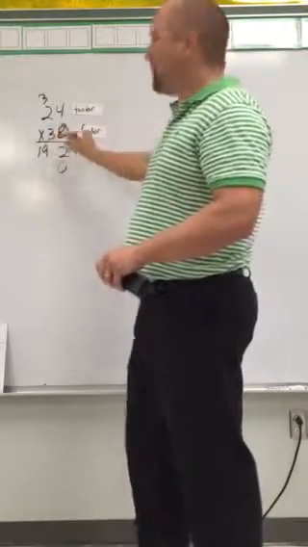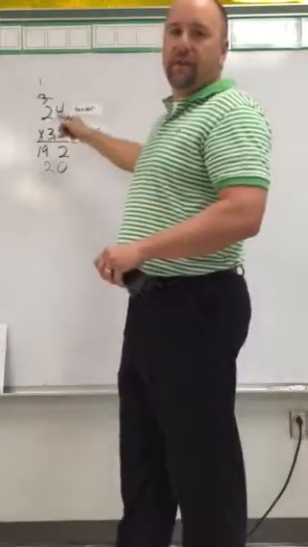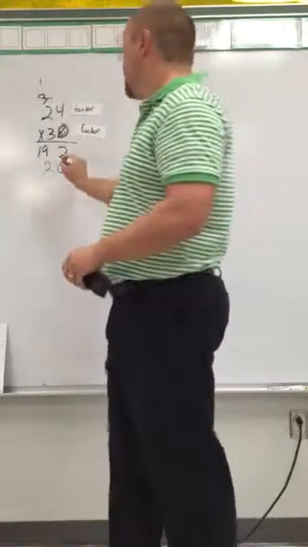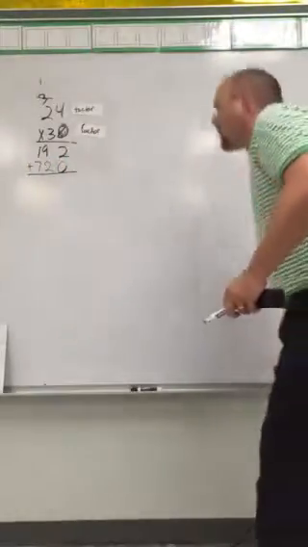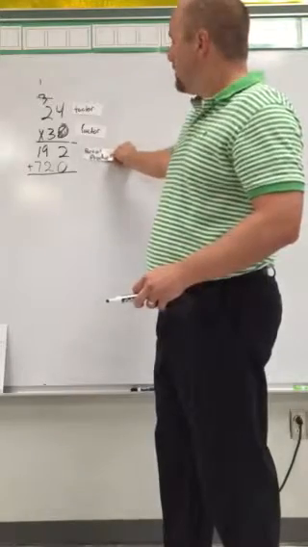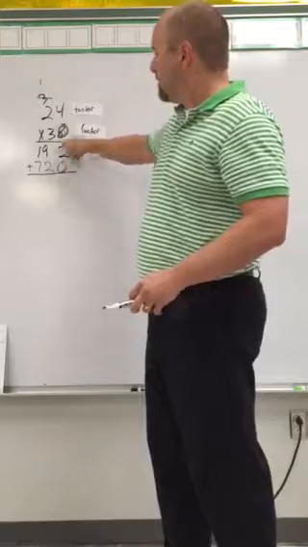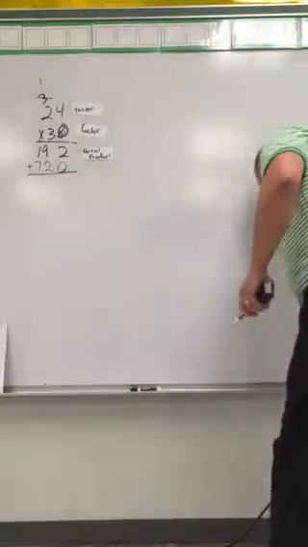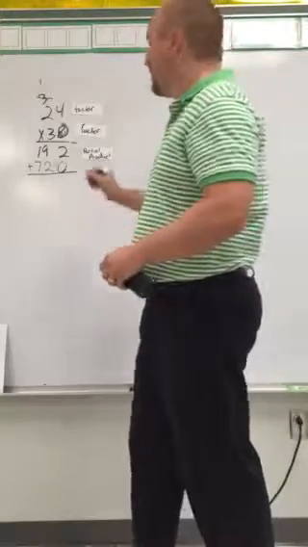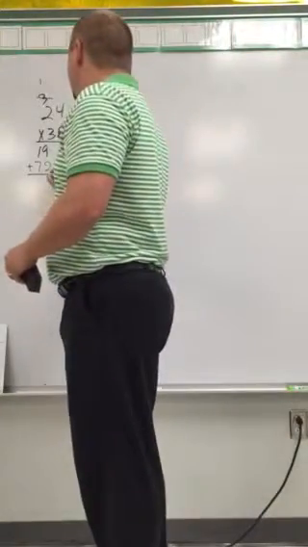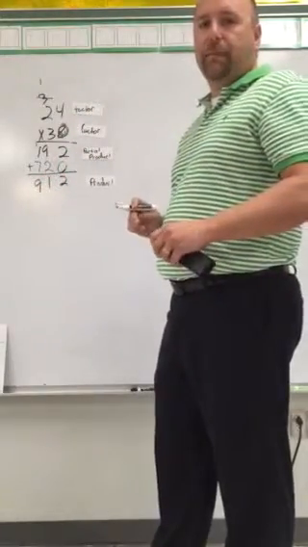Now we take 3 times 4, which is 12. Carry the 1, 3 times 2, which is 6, plus 1, which is 7. What I've created here are partial products of the 1s times the top factor and the 10s times the top factor. To get my final product, all I have to do is add my two partial products together. So I end up with 912.